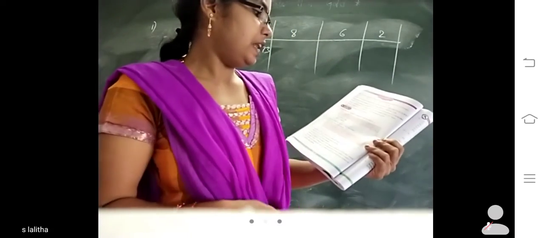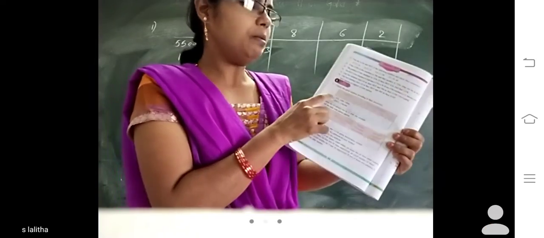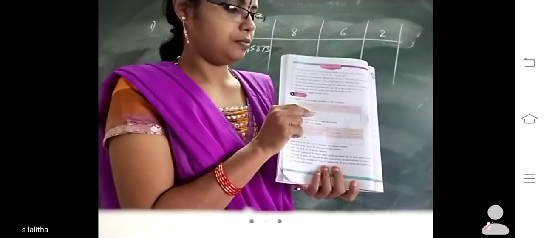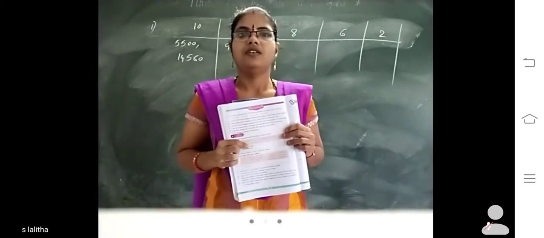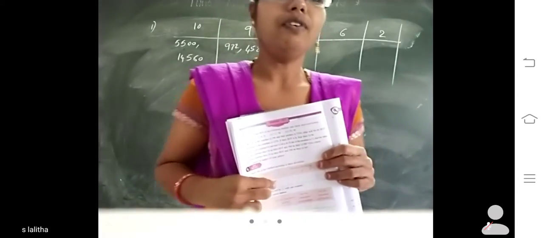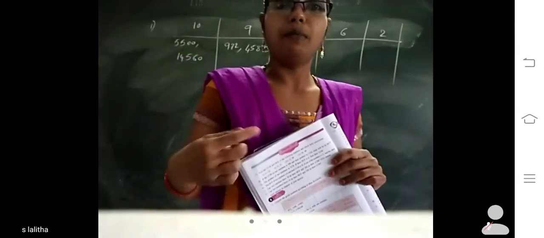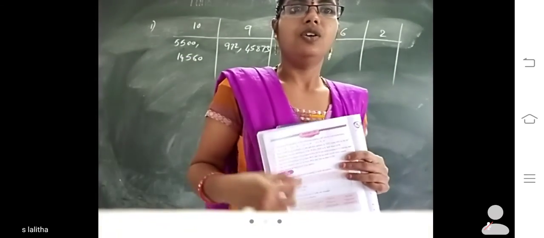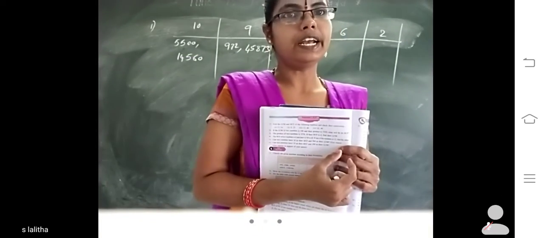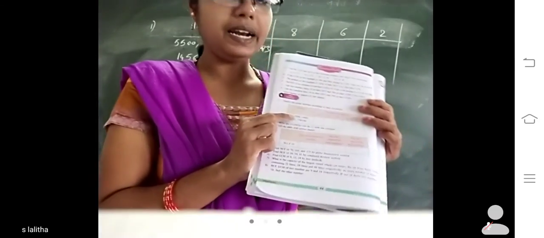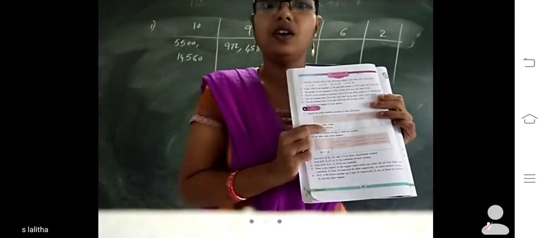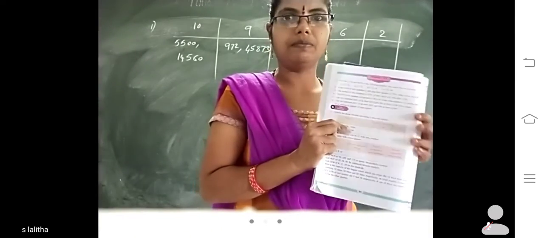Okay. Next, which numbers are divisible by 8? What is the rule for 8? If we have four or more digits, you have to check whether the last 3 digits are divisible by 8 or not. Okay, your first number is 972. It is only 3 digits, so you have to do the actual division.